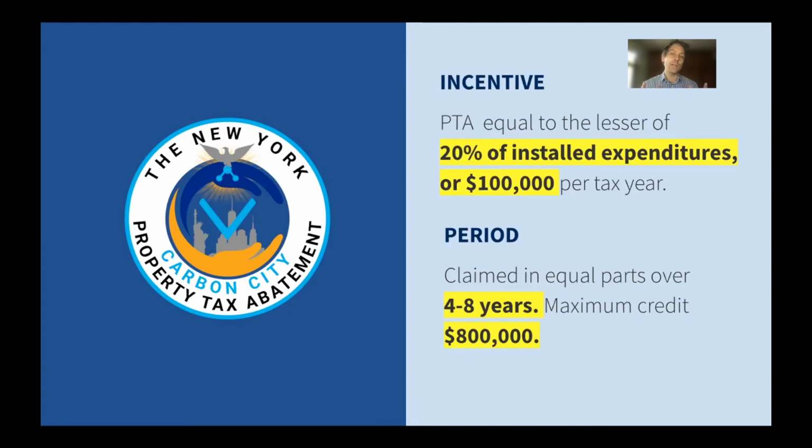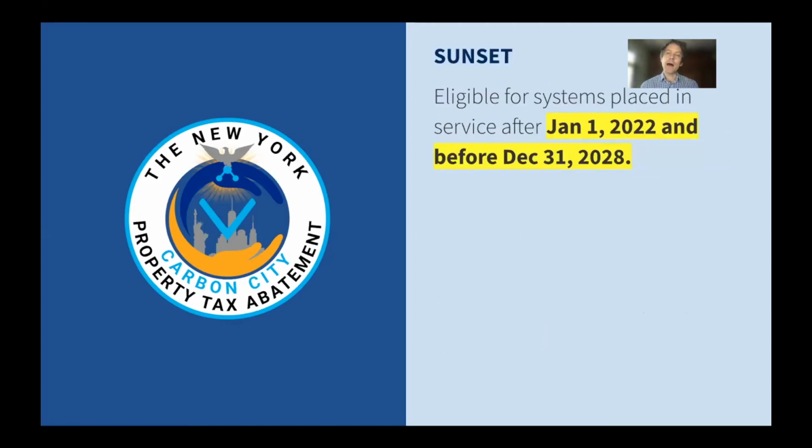It can only be taken once as a PTA, but we split that 20% up over a 4-year period. But again, it's capped for particularly large systems that have an application in larger industrial sites. That's extended to an 8-year period with a maximum $800,000 abatement over that 8-year period. This would be eligible for systems that were placed in service from January 1st of this year, so it would be retroactive for that. So hopefully that is clear.